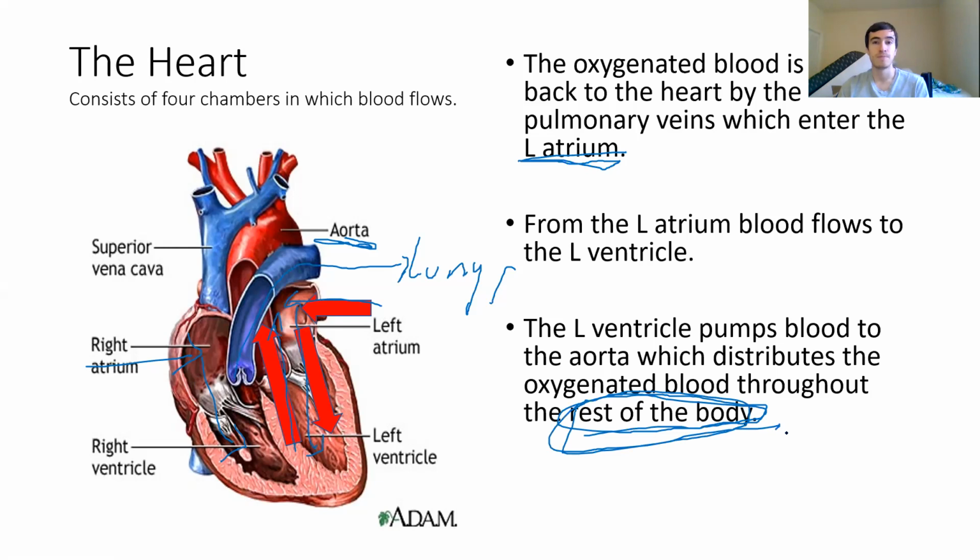So, atria take in blood, ventricles pump out blood. The right side of the heart takes in blood that's low oxygen from your body. The left side of the heart takes in blood that's high oxygen and pumps it out to the rest of your body. So right side, lungs, left side, body. Comes in through the atria, goes down to the ventricle, and then gets pumped out.